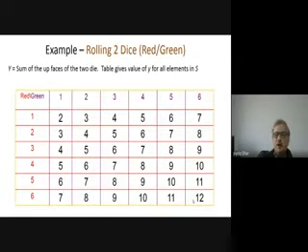The lowest is when both dice show one face, and the highest is when both dice show 6. So all these values range from 2 to 12. If I say y is a random variable, then y can take the values 2, 3, 4, 5, up to 12. In this experiment, the random variable, the sum of faces of 2 dice, can take values from 2 to 12.